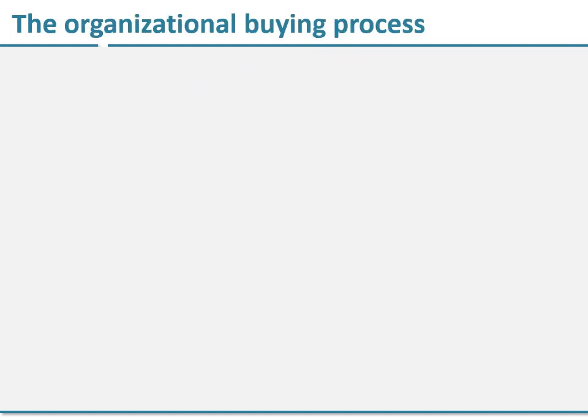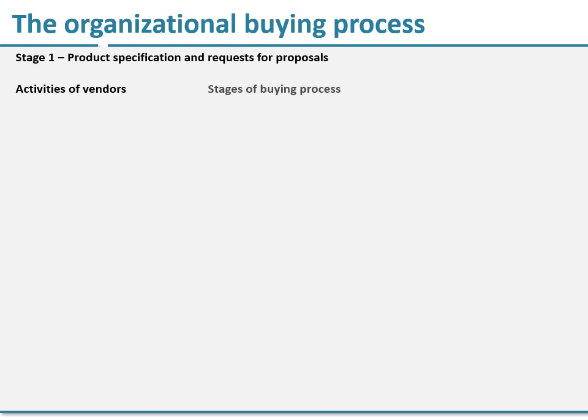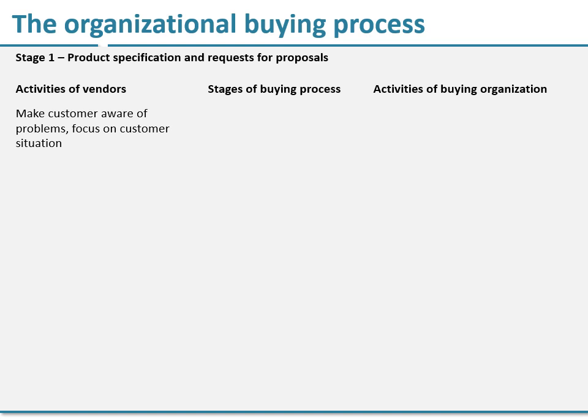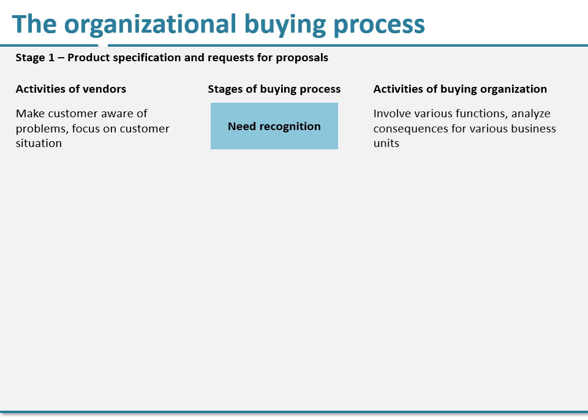Now, let's look at the organizational buying process. Stage 1. Product specification and requests for proposals. Activities of vendors. Stages of buying process. Activities of buying organization. Let's look at the activities of vendors. Make the customer aware of the problems. Focus on customer situation. The stage of buying process here is need recognition. The activities of the buying organization would be to involve various functions and analyze consequences for various business units.